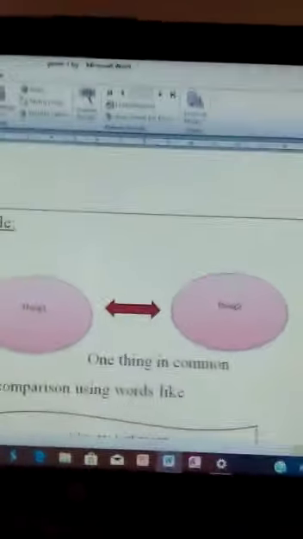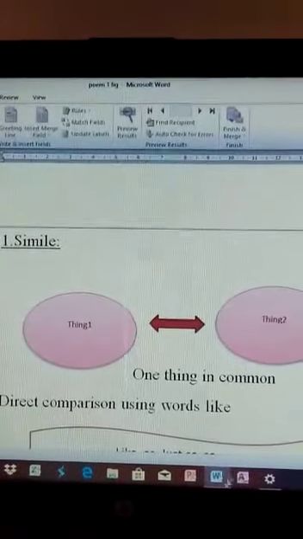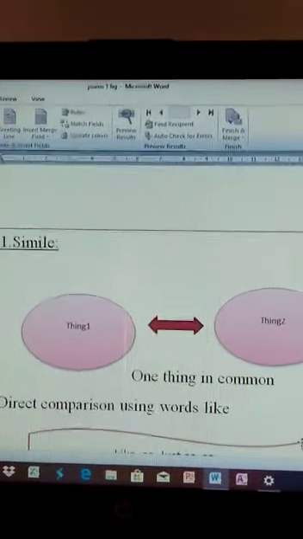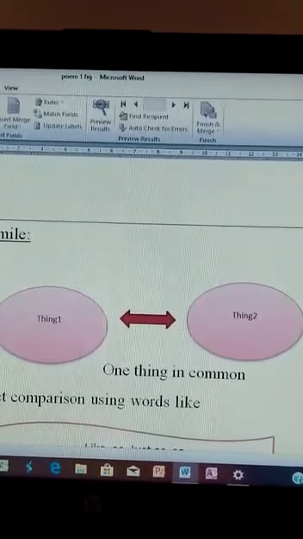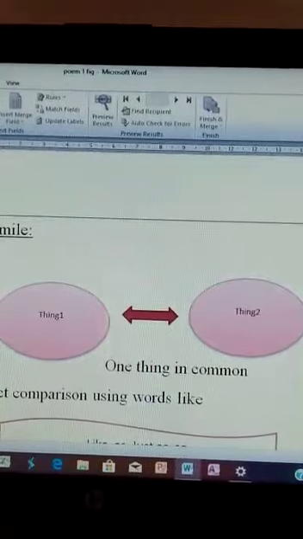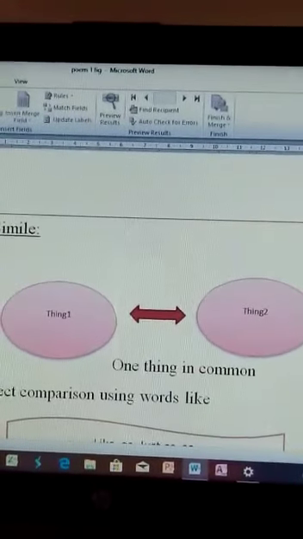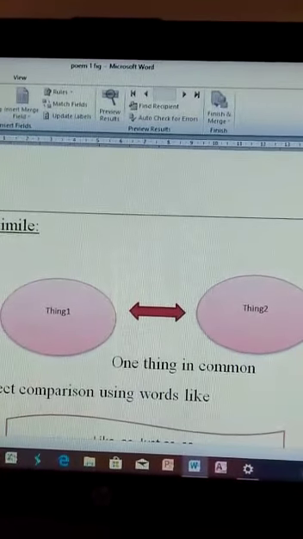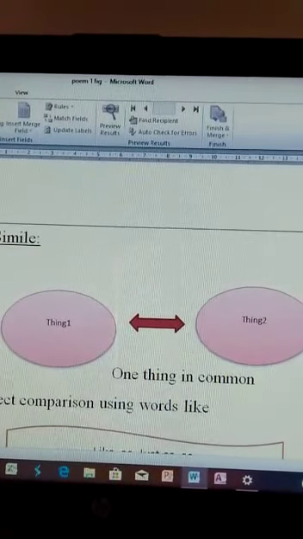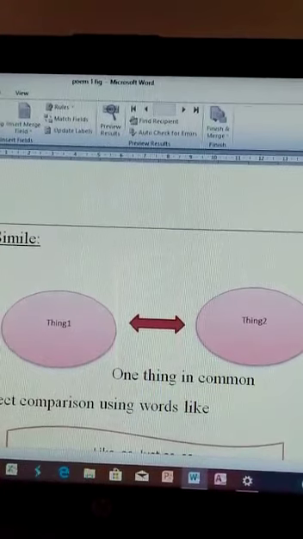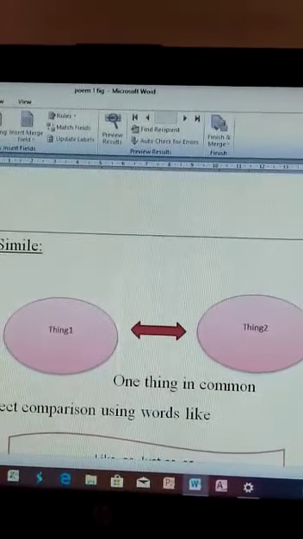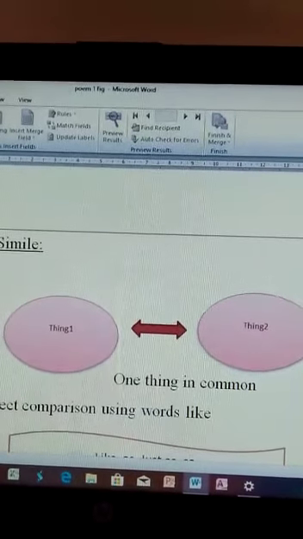In simile, simply we can say it is a direct comparison between two things. Both things have one thing in common. You can describe a person: he is as beautiful as an angel, or she is as beautiful as an angel. So you are using a comparative word. What is it here? It is nothing but "like".